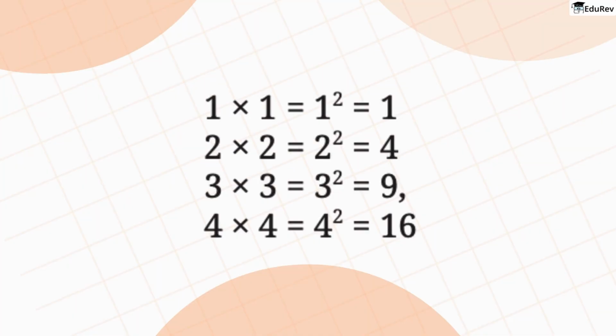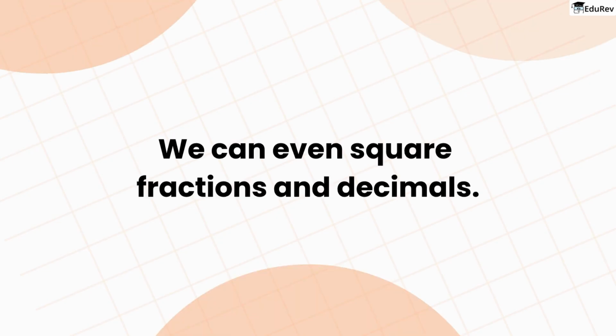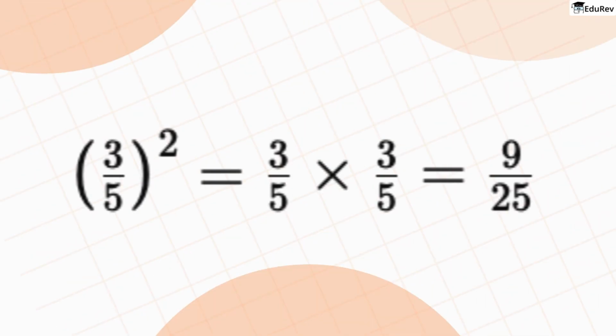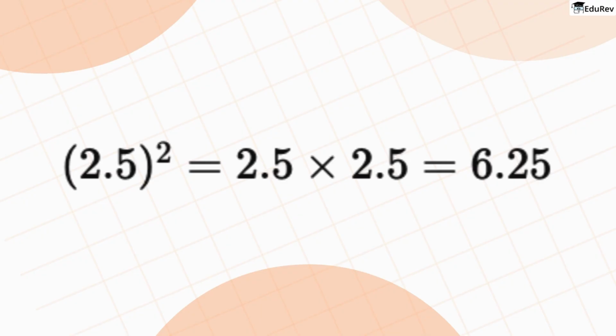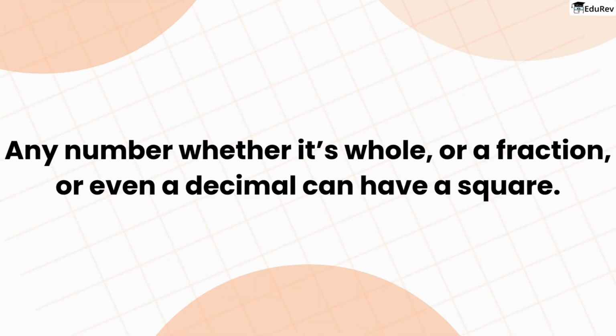For example, 1 times 1 equals 1, 2 times 2 equals 4, 3 times 3 equals 9. And 4 times 4 equals 16. But wait, we can even square fractions and decimals. Like this, 3/5 squared equals 9 over 25. And 2.5 squared equals 6.25. So you see, any number, whether it's whole, or a fraction, or even a decimal, can have a square.